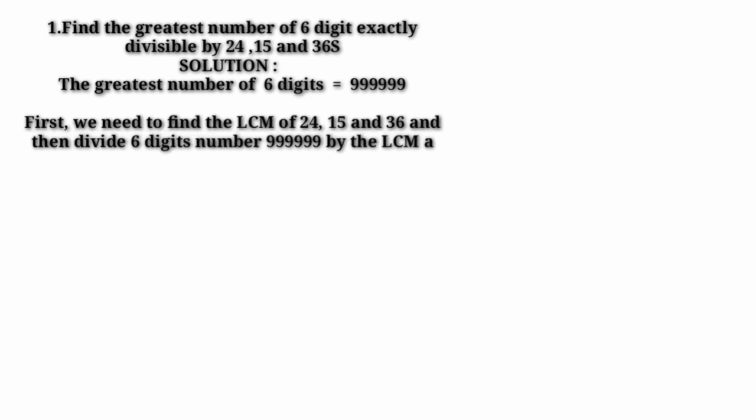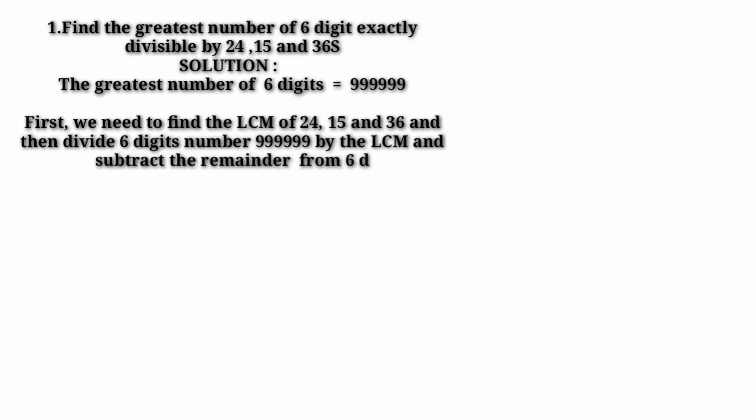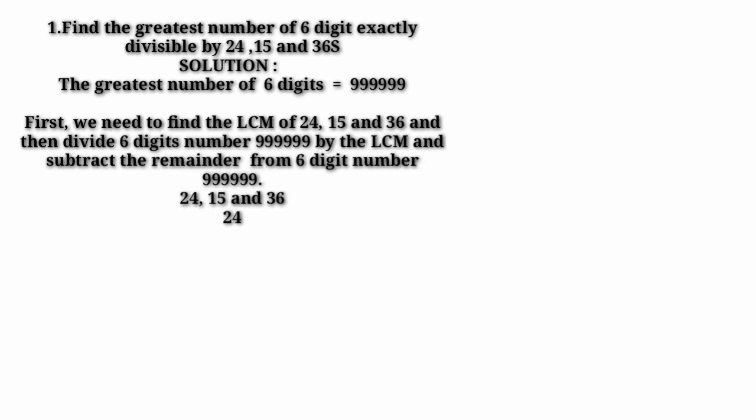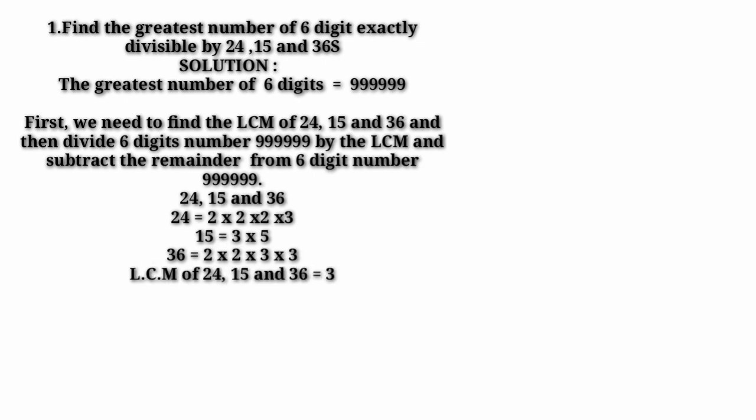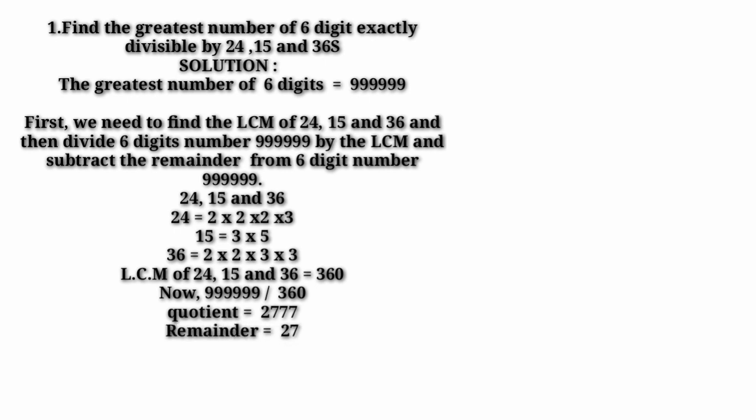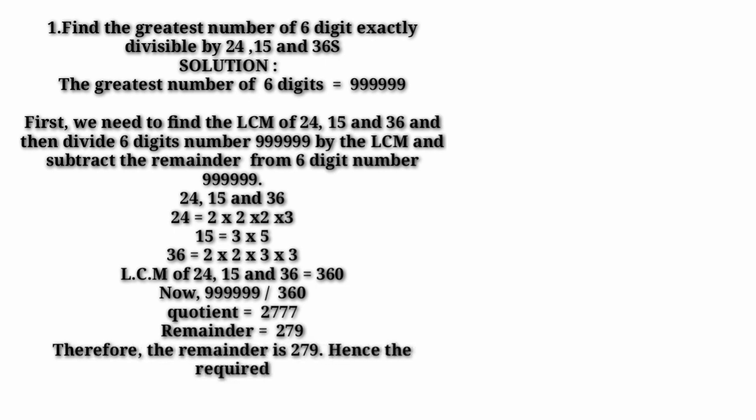Then divide the 6 digit number 9,99,999 by the LCM and subtract the remainder from 9,99,999. First of all, we get the prime factorizations of 24, 15 and 36. The prime factorization of 24 is 2 into 2 into 2 into 3, of 15 is 3 into 5, and of 36 is 2 into 2 into 3 into 3. So the LCM of these numbers will be 360.